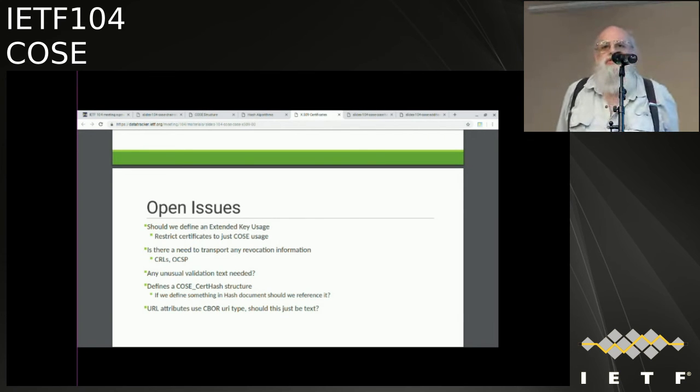I mean, this is basically, I'm just pointing to it. I don't have a JWK. We don't carry keys in messages right now. That's a difference between COSE and JOSE.